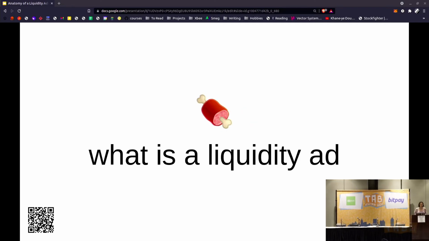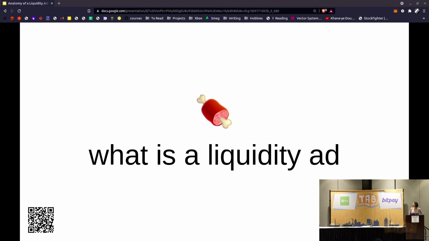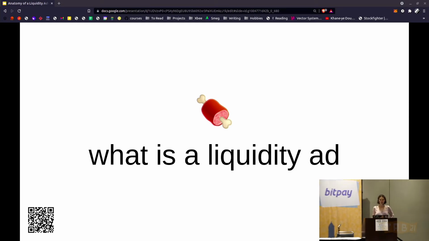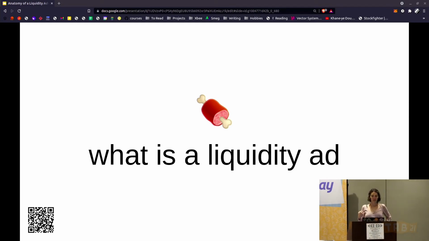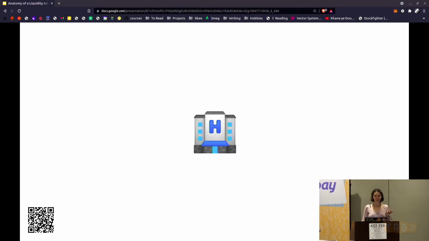So what is a liquidity ad? At a high level, a liquidity ad lets you tell other nodes that you'll put funds into a Lightning channel when they open one to you, and that you want them to pay you some money when you do this. So let's walk through how channel opening works, and maybe this will give you a good understanding of what role liquidity ads play in this process. So let's say you're a Lightning node. Let's call you Harry. So this is Harry, the Lightning node.